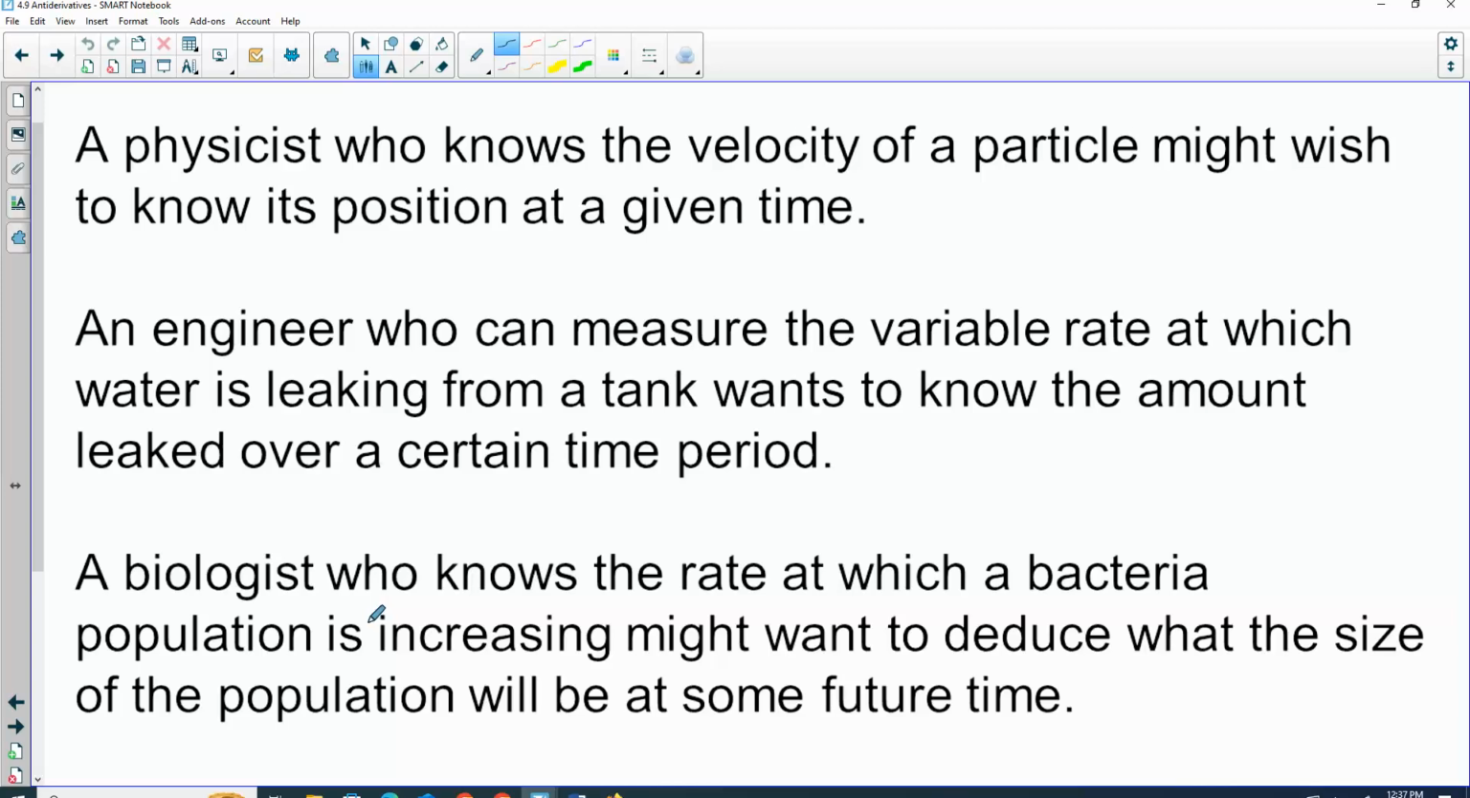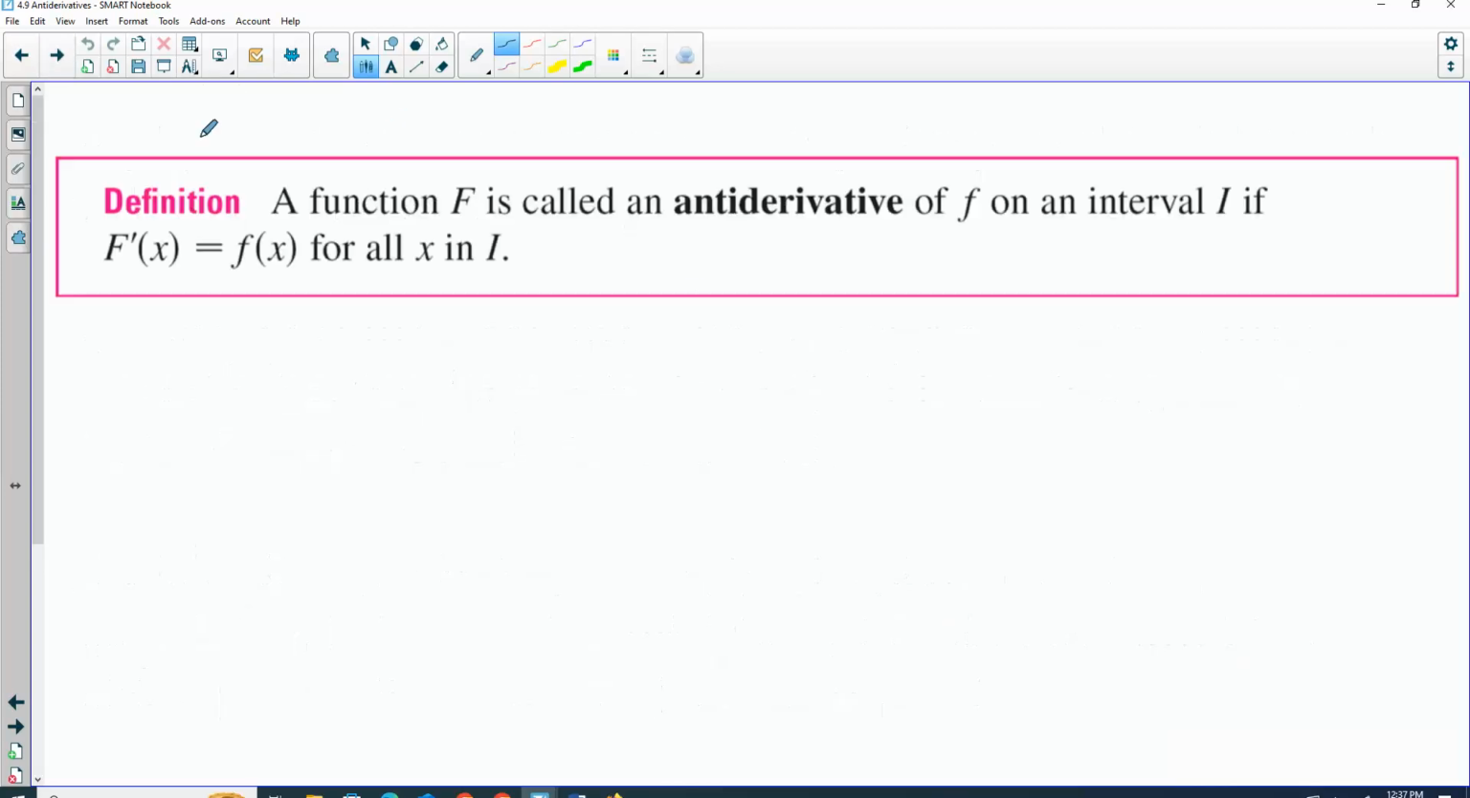So all of these things, if we know the rate, that means we know the derivative. If I'm trying to get back to the population or the amount or the position, I'm asking you to go back and find the original function. So that is an antiderivative. An antiderivative, notation they typically use capital F, is one so that if you do its derivative, you get your function back. So it's what the equation was before we did the derivative.